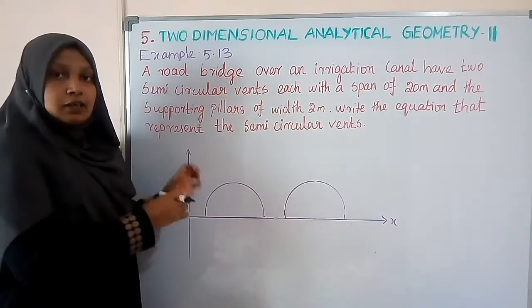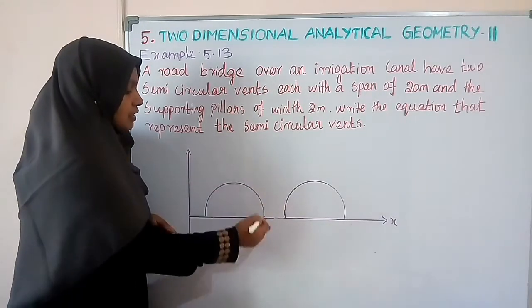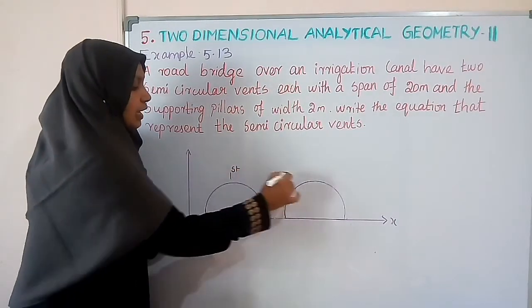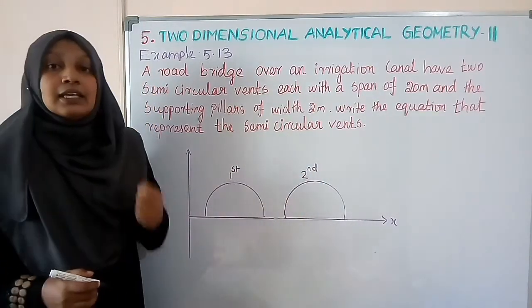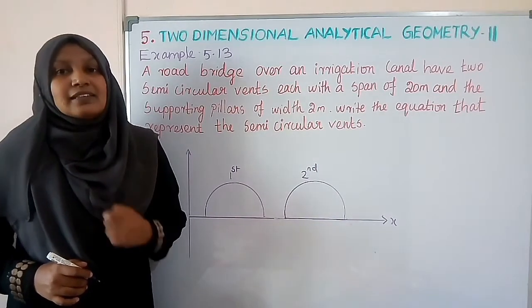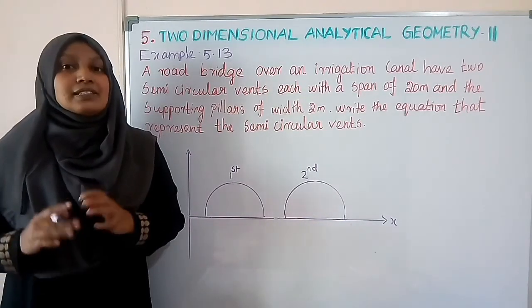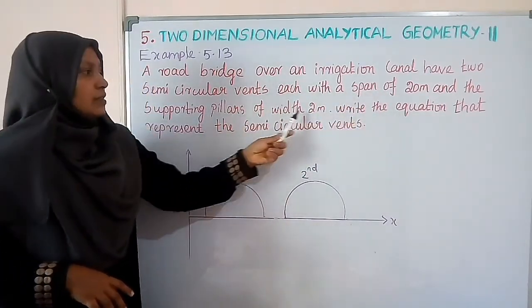So here I dot the diagram. First you can see this is your first semicircular vent and this is the second one. And we have to write the equation of these two vents. Equation means we need the center and radius. So we are going to find the center and radius using the span length and the width.